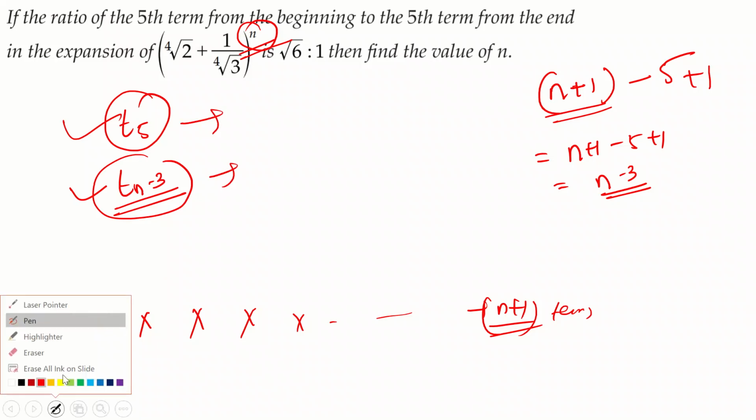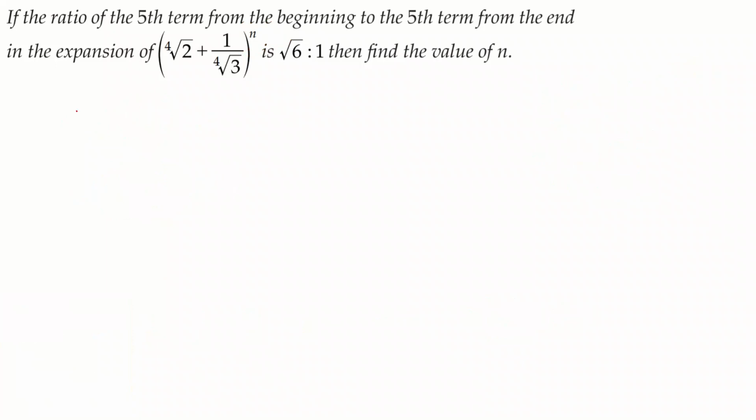So enough of logic. Now move on to the actual question. T5 is to Tn minus 3, given to us, root 6 is to 1. Make sure that up till here you're very clear. If you're not clear, go back, rewind and see again whatever I have told you. It will be very clear to you. Now we just have to find these two terms. So what is T5?